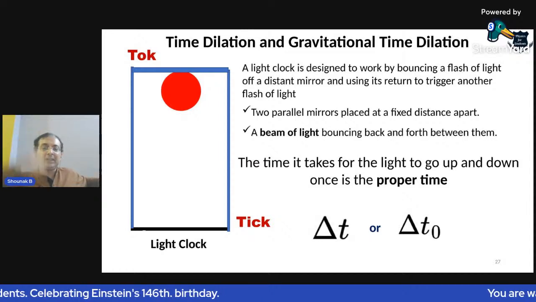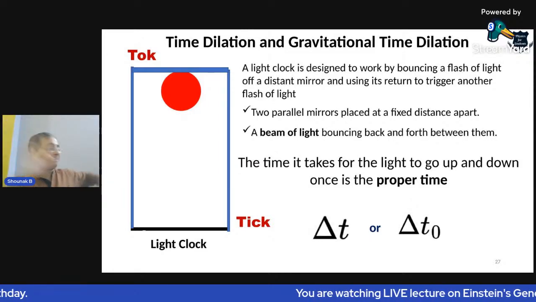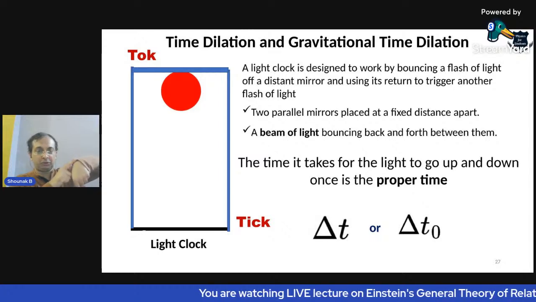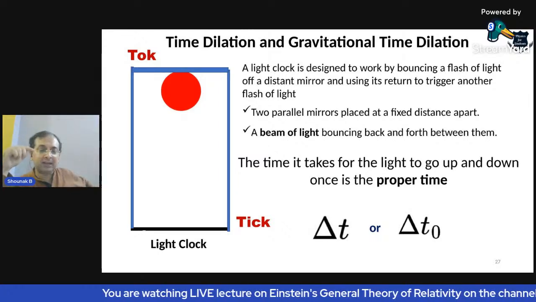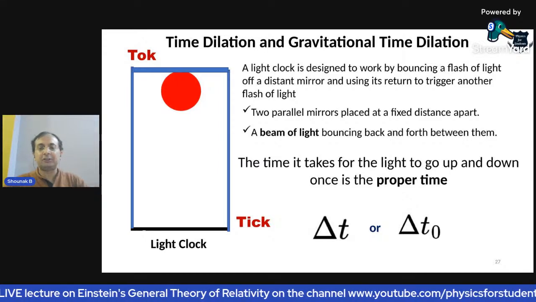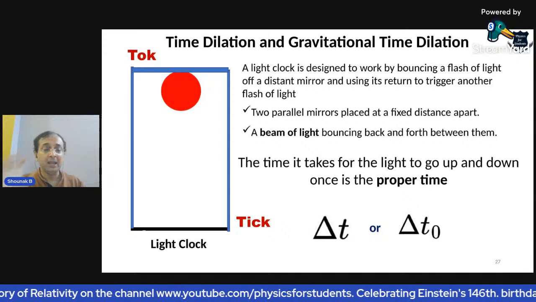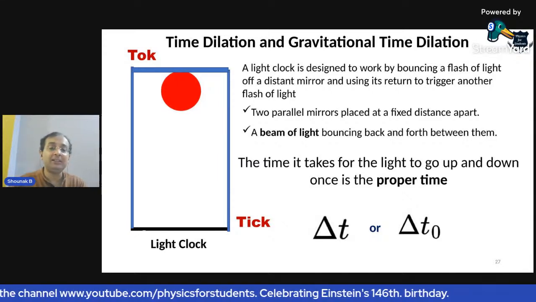So if it is going tick tock, tick tock, this is what is called the proper time. Proper time means the time on your wristwatch. Okay, there are two mirrors. The light is going from here to here, and coming back from here to here. So this is denoted by delta t or delta t0. Now you see what is called the time dilation.